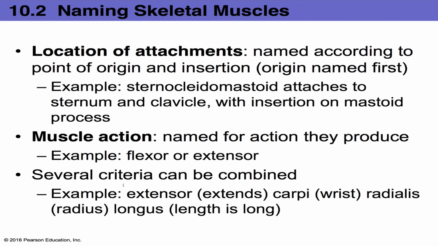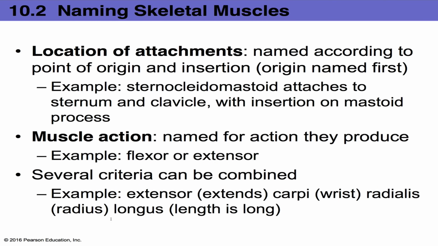Sternocleidomastoid. When muscles are named for the movements they produce, action words such as flexor, extensor, adductor, abductor appear in the muscle's name. Now, sometimes several criteria can be combined to name the muscle. So for example, this extensor carpi radialis longus muscle.